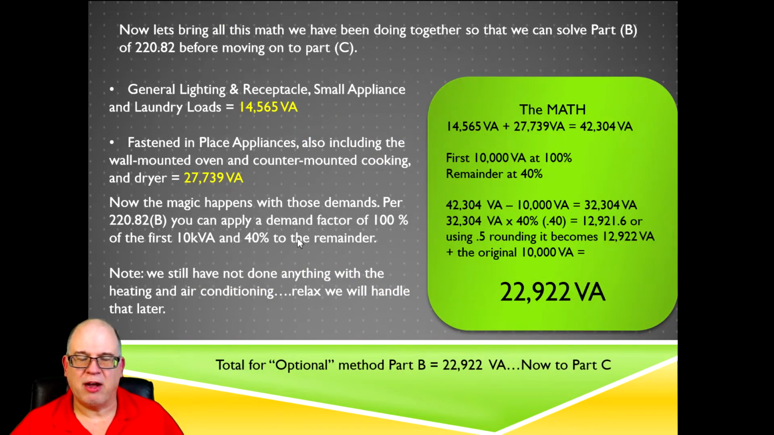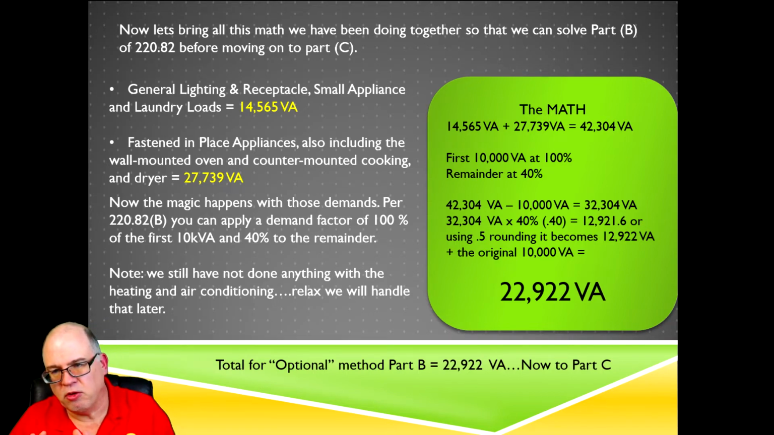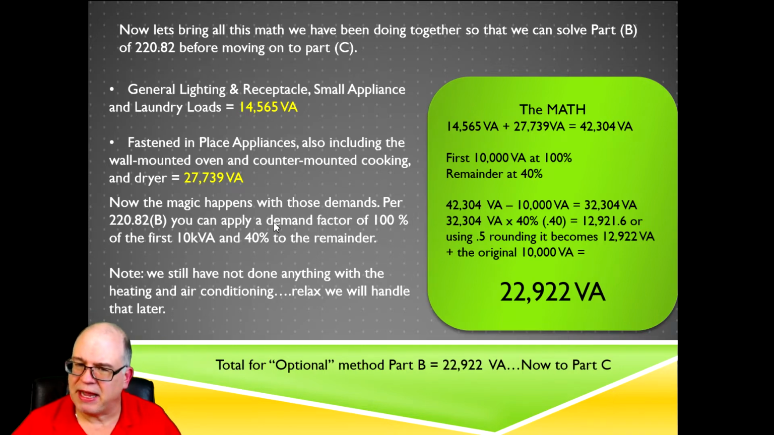So now let's kind of tie all these things together. So the first ones we did was the general lighting, the small appliance, and laundry. We did all that. That's 14,565. Then we did the appliances. We did the water heater. We did the dryer. We did the counter-mounted cooking unit, and we did the wall-mounted oven. That came up to 27,739. So now we're going to do what it said. We're going to take the values that we have in 220.82(B). And now we get to apply some demand factors.